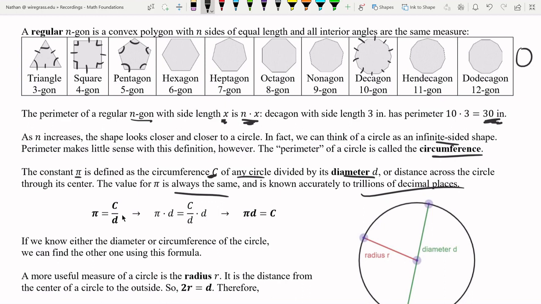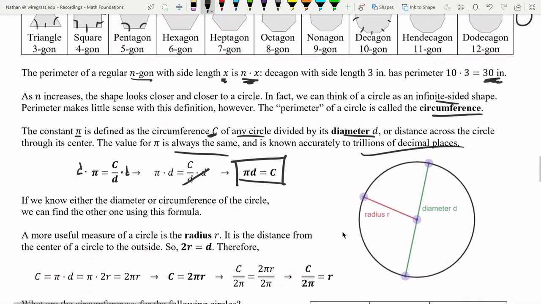What I can do is multiply both sides by d, and that's what I have here. And that will end up canceling the d. If you have a division by 3 and then you multiply by 3, the 3's cancel. If you have a division by 5 and you multiply by 5, those 5's will cancel. And that gives us just the c on the left-hand side and pi times diameter. This is a formula for finding the circumference of a circle if you know the diameter of the circle.